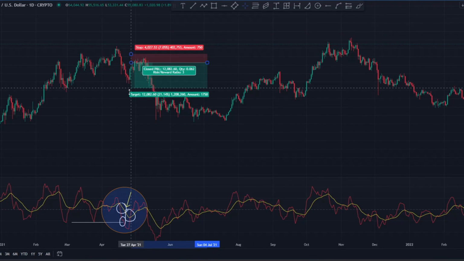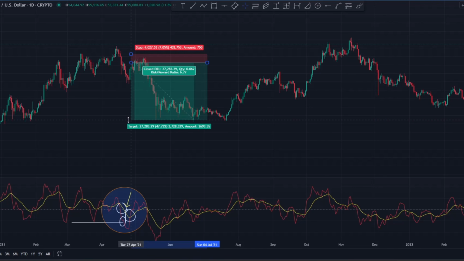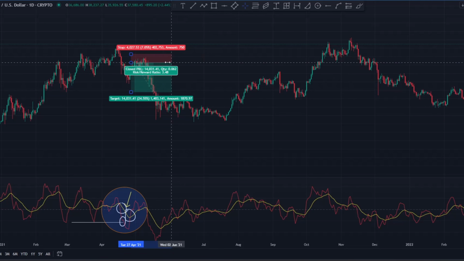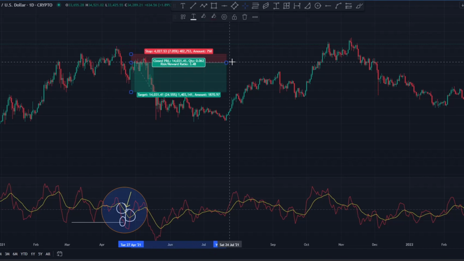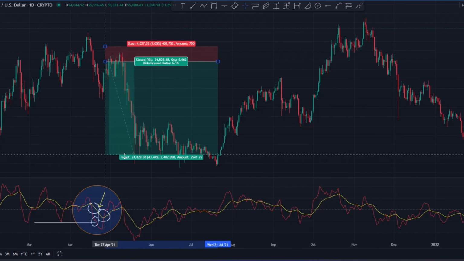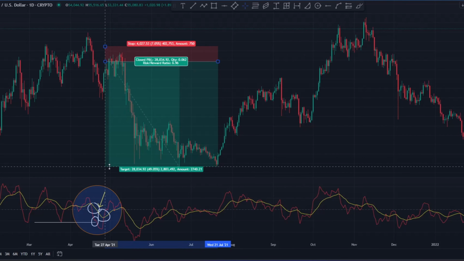But hey, it's not always smooth sailing. See how we almost hit the stop loss here? This is exactly why risk management is so important. Still, look at that take profit, 24.55%. Now, like I said, if you're more of a risk taker, you could hold it with solid risk management. And when you do, just look at that, nearly 49% profit. That's what happens when you play it right.